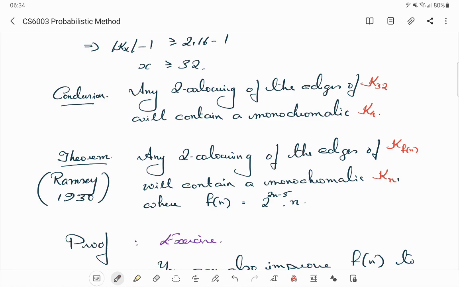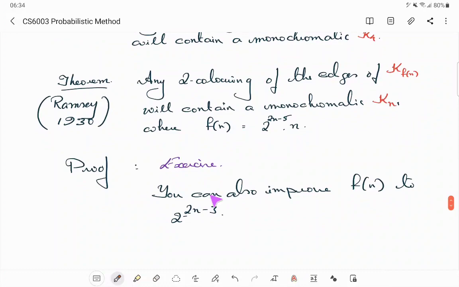But you can also change the last step. You really don't need to reach an n-sized subset in the end. You are allowed to do this process 2 more times, and you can replace that and show that instead of this 2 to the power 2n minus 5 times n, you can do 2 to the power 2n minus 3. Okay, so this will be better than this bound for all n larger than 4. So I at least want you to do this as an exercise, and also think about how you can improve that to this number.